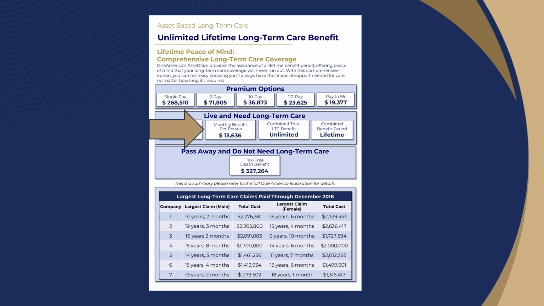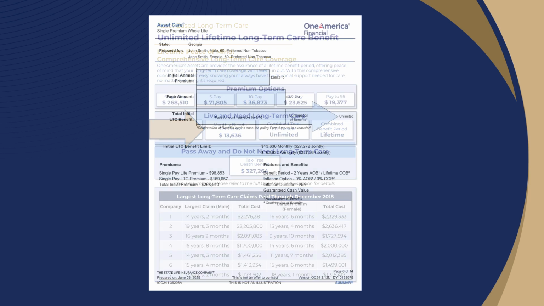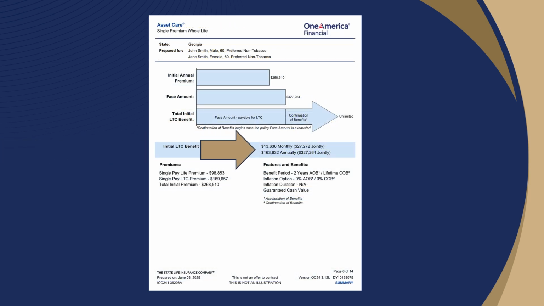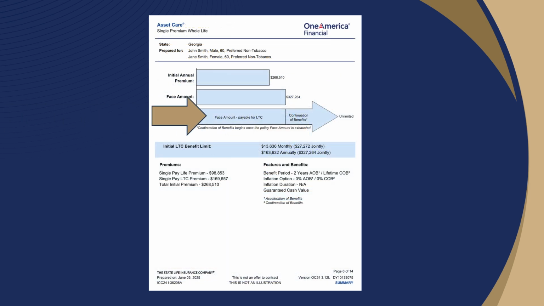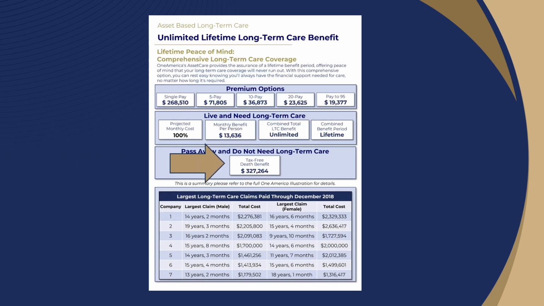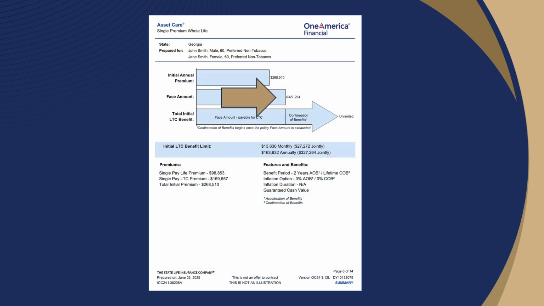So that's a monthly benefit per person of $13,636. You can see that there on the illustration. And it's an unlimited lifetime benefit period, so it can never be exhausted. And you'll see that there, that the continuation of benefits is unlimited, and it is a lifetime COB. If they don't need it for long-term care, it still pays that tax-free death benefit of $327,264. And again, that is spent down for every dollar of long-term care benefits that are paid. It reduces the death benefit dollar for dollar.